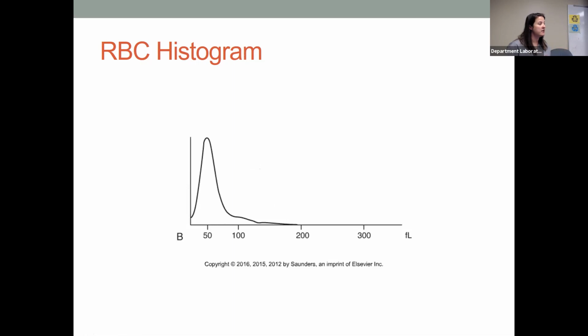All right, take a look at this histogram. Notice that the peak is a little bit closer together. So you'll have a decreased RDW, meaning that all of the cells are pretty much the same size. You don't have much variation, not a lot of anisocytosis present. Okay. Does that make sense to everybody?